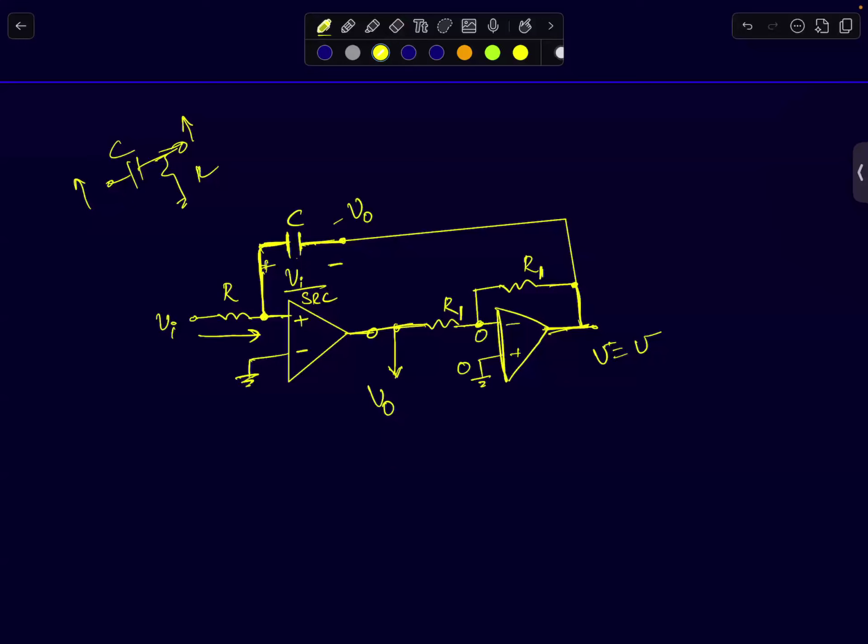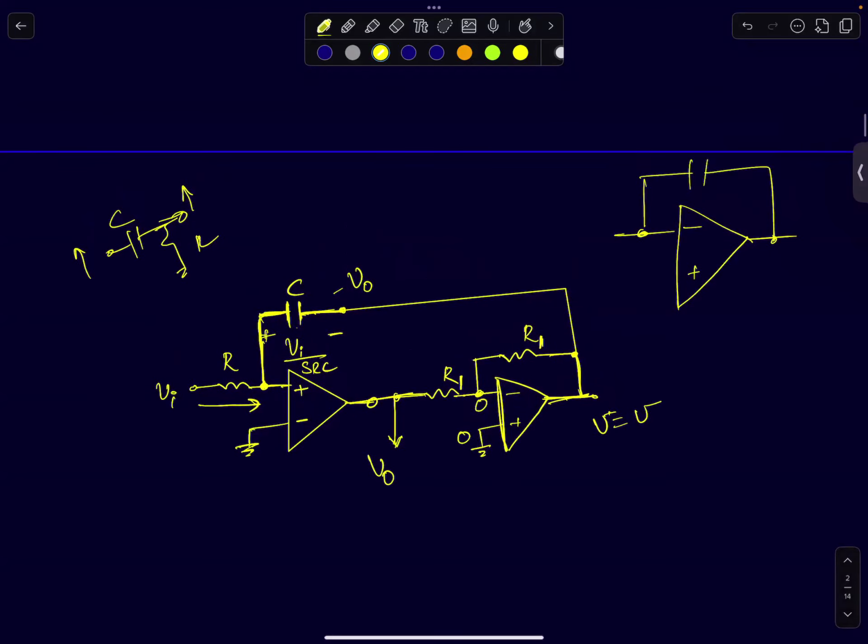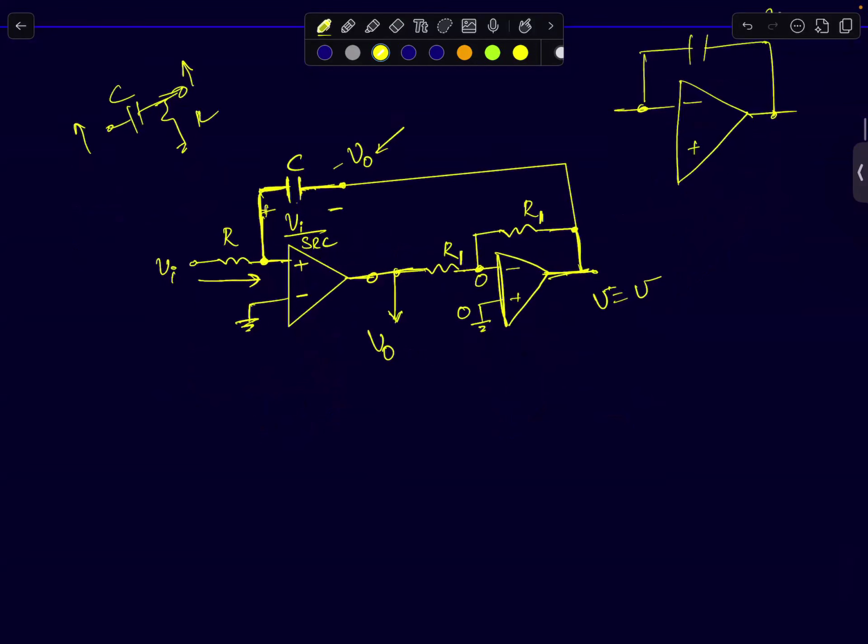Previously, if you recall, in an inverting integrator, the voltage across the capacitor at this node was normally at V naught. Now I have made it minus V naught. Okay, so what can you say? You can simply say V naught will simply be equal to VI by SRC. So it's a non-inverting integrator.